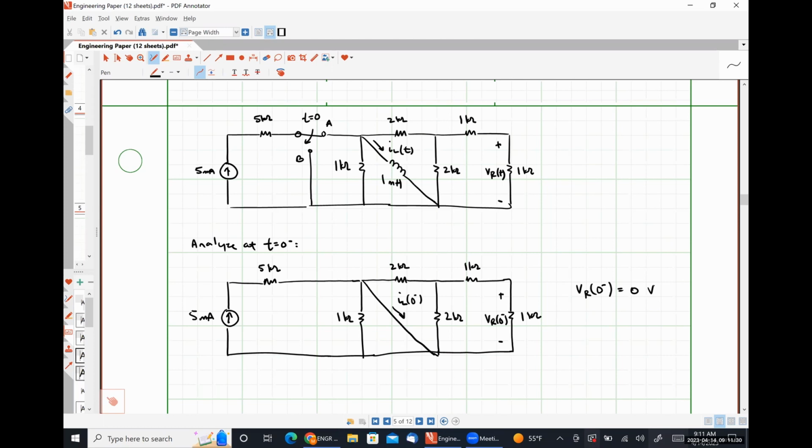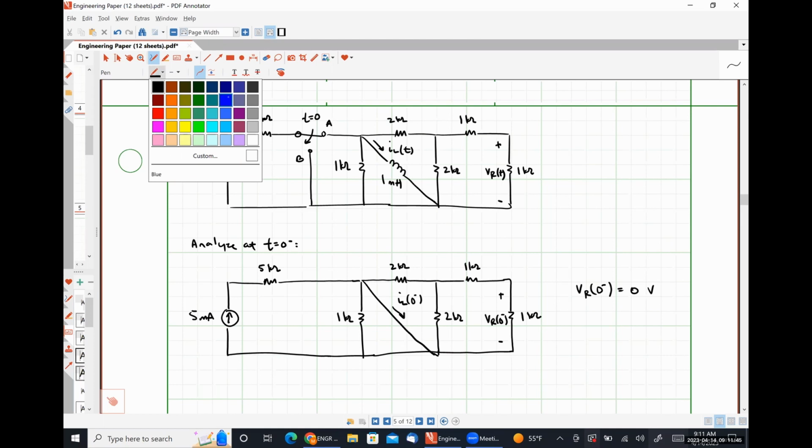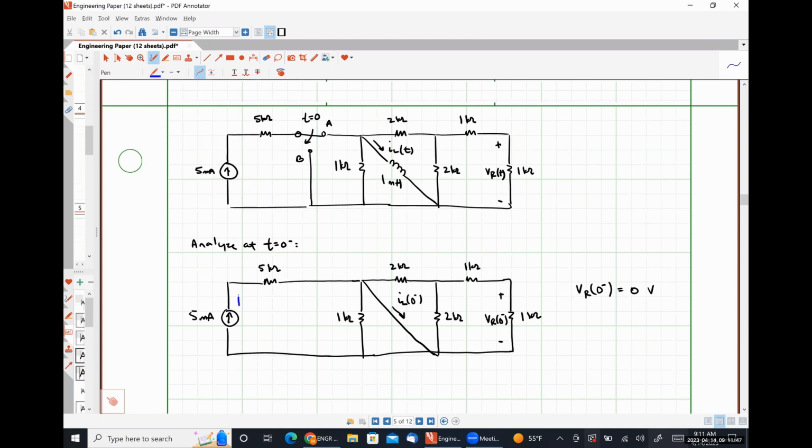What's IL going to be? Five milliamps, yeah, because all of the current that's leaving the 5 milliamp source, let me draw a little thing here, all of the current that's leaving the 5 milliamp source flows through the 5 kilo ohm resistor, then it sees the short and turns back around.